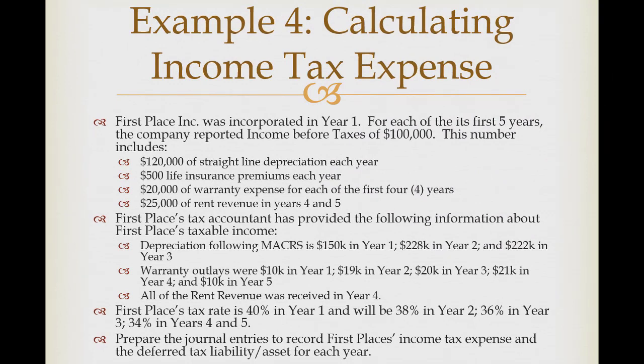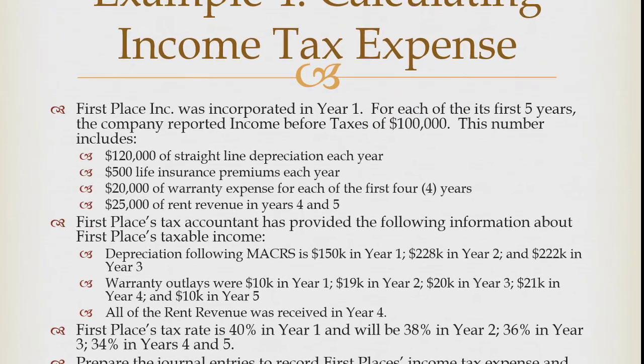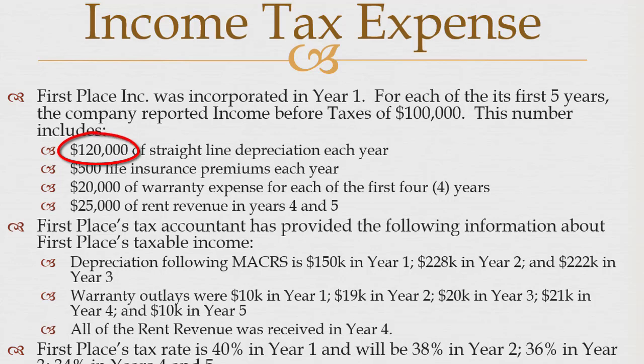First Place Incorporated was incorporated in year one. For the first 5 years of the company's life, it reported income before taxes of $100,000. I did that just to keep it simple. We've done income before tax calculations many times in the past, so there's no reason to go over it again. The GAAP numbers included in this income before taxes number are $120,000 of straight line depreciation each year, $500 of life insurance premiums each year, warranty expense for each of the first 4 years, and $25,000 of rent revenue that occurred in year 4 and year 5.